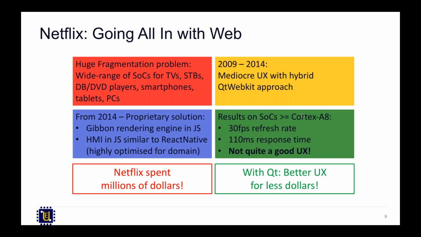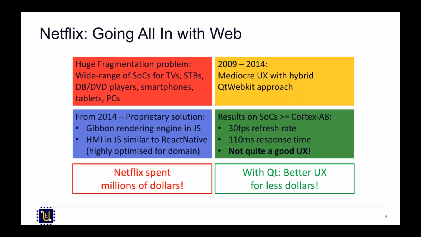And the optimizations are something like: minimize the use of HTML and CSS as much as you can, and write basically everything in JavaScript. So there's only a very thin, minimal skeleton of HTML and hardly any CSS, because these two are the performance killers. Or that's what Netflix identified as performance killers. And the results on the SOCs is, well, on something like a Cortex A8, they achieved 30 frames per second refresh rate, 110 milliseconds response time.